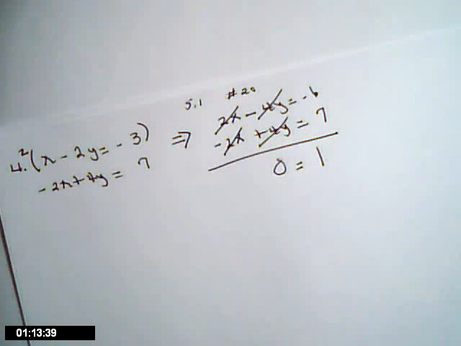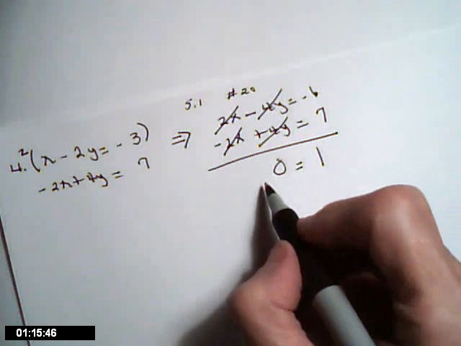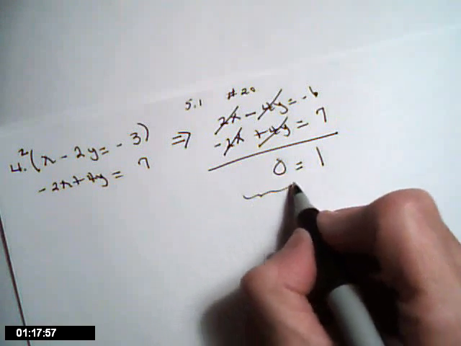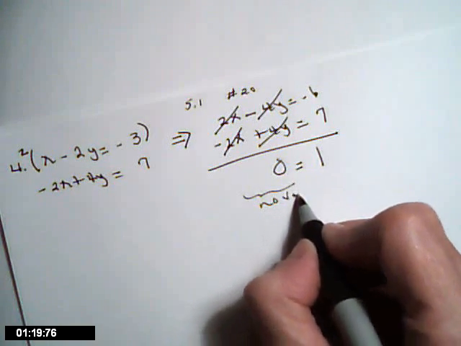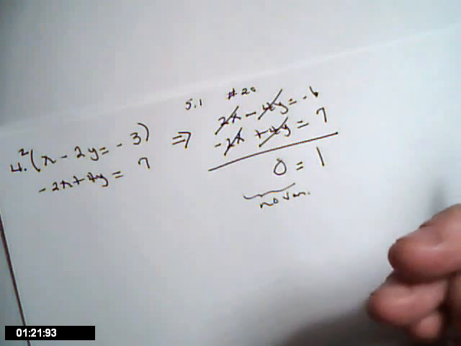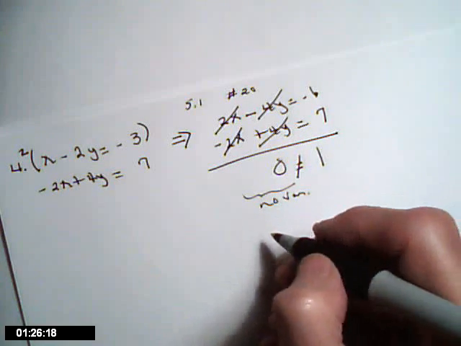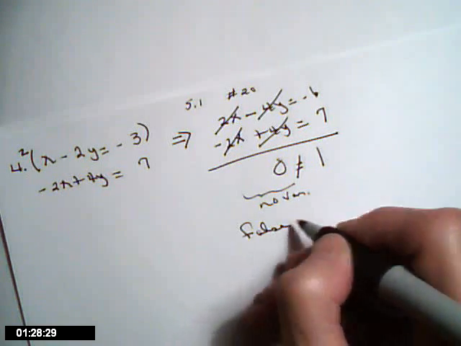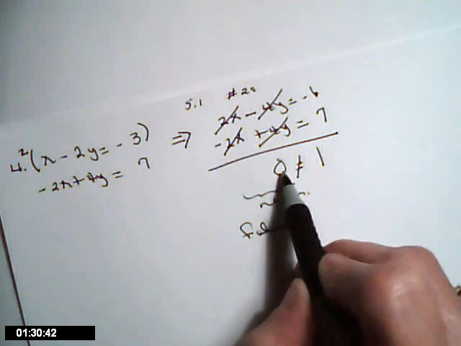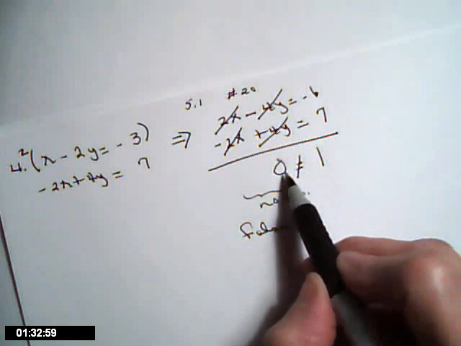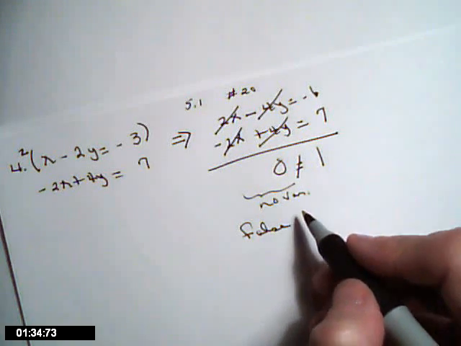Now here's the most important thing for you to see. You have no variable. In other words, I have added out both my x and my y. I also have a false statement. Now notice that. I have no x, no y. I have a not equal. 0 does not equal 1, so I have a false statement.